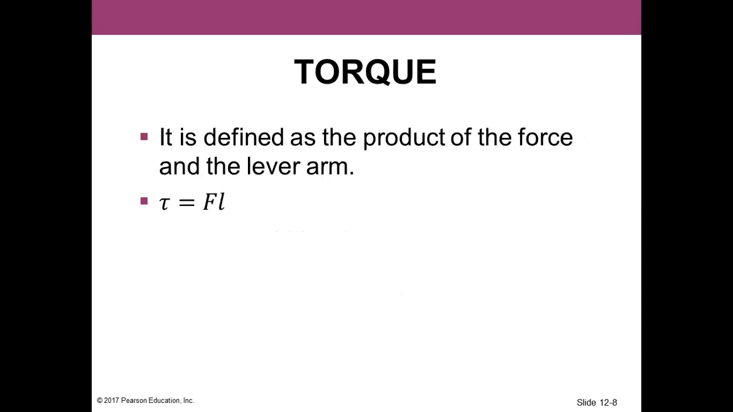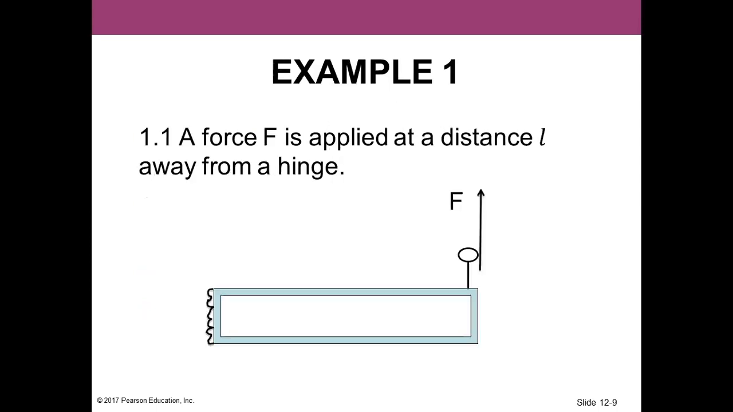So torque is defined as the product of the force and the lever arm, where the force is perpendicular to the lever arm or the lever arm is perpendicular to the force, which means we have a torque which is equal to perpendicular force times lever arm, or a torque which is equal to force times the perpendicular lever arm.